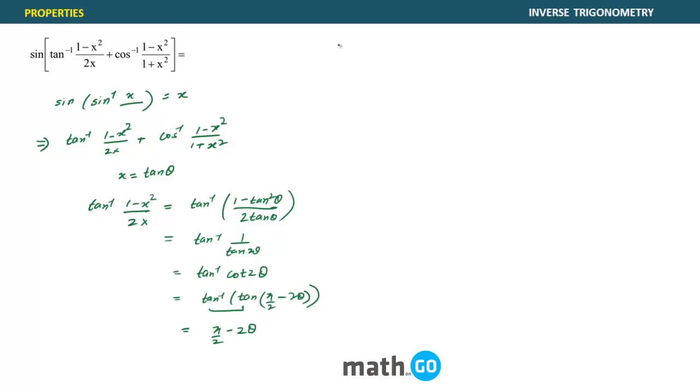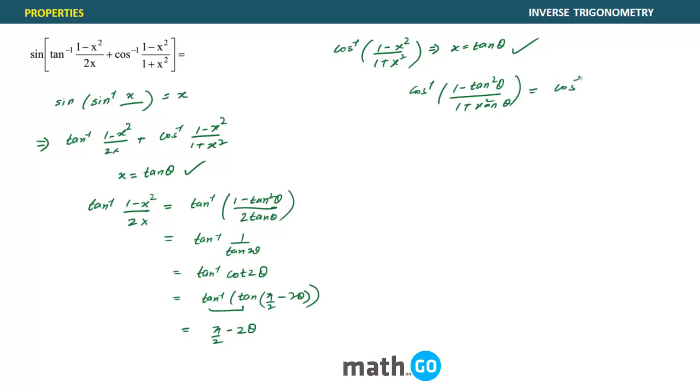Let's solve the other component, that is cos inverse of (1 minus x square) upon (1 plus x square). Let's see what the value is. Since you have substituted x equal to tan theta here, the same should be done here. So this is cos inverse of (1 minus tan square theta) upon (1 plus tan square theta), and it's a very standard formula. This is nothing but cos inverse cos 2 theta, which is nothing but 2 theta again, right?